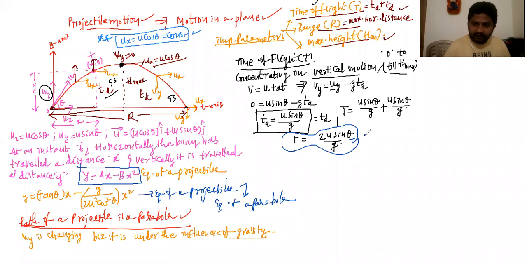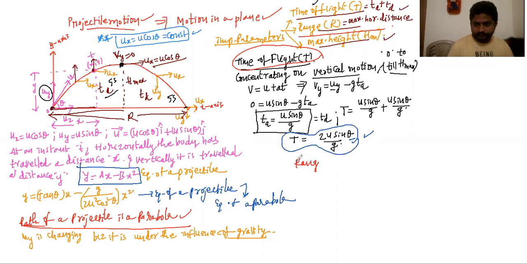So remember the time of flight expression. We'll solve the numericals related to this a little later. So the time of flight is done. Now range. Let's concentrate on the range.